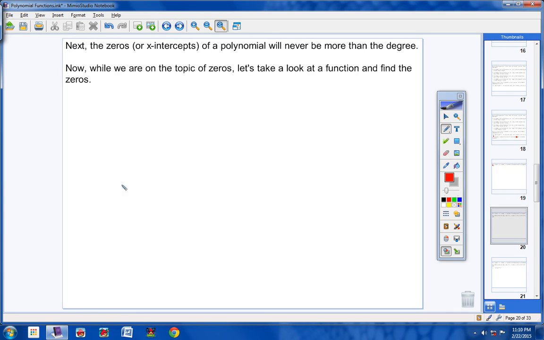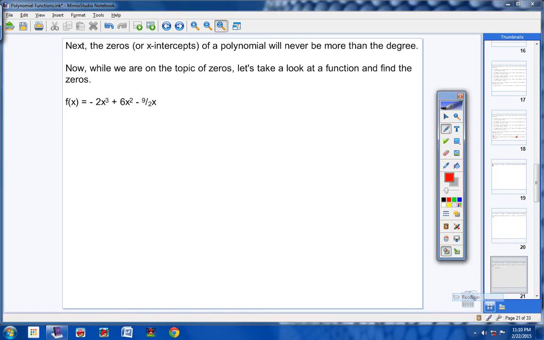Never. Alright? Now, while we're on the topic of zeros, let's take a look at a function and find the zeros. Okay? It's important you know how to do this. So, copy this function in your notes, please. Let's find the zeros of this function.